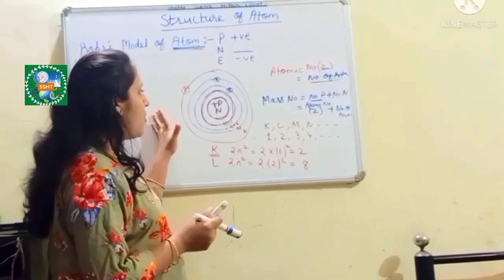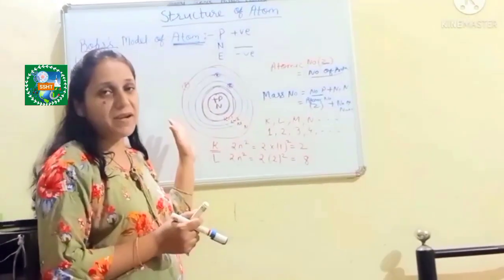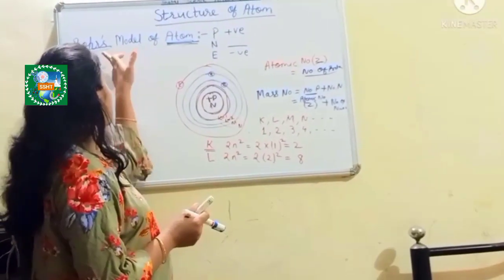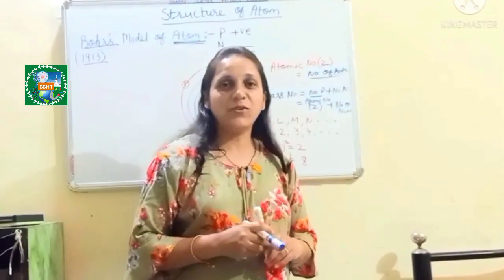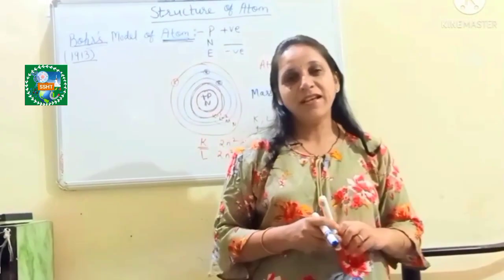So this model is worldwide accepted and easily understood, and it was given by the scientist Bohr in 1930. Hope you guys understood this structure of atom. Thank you so much.